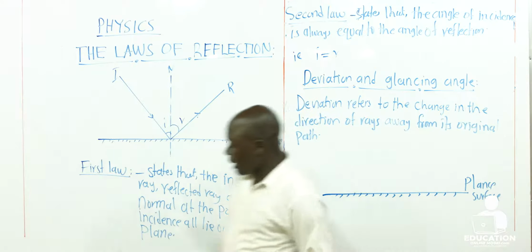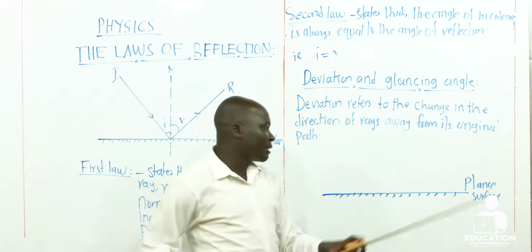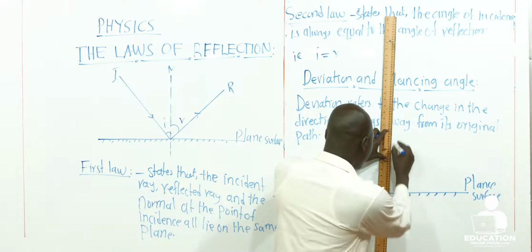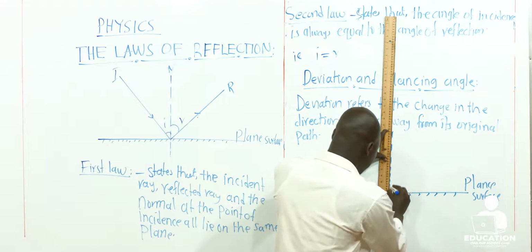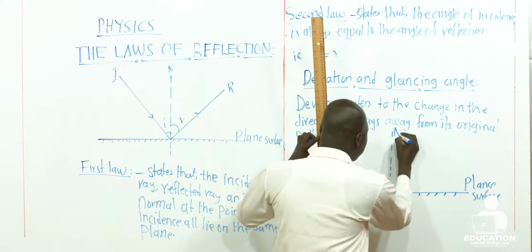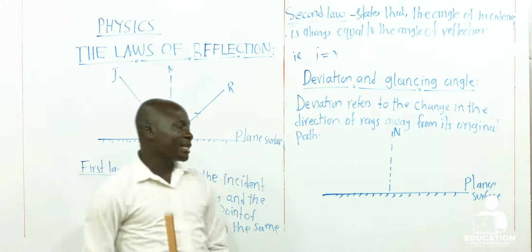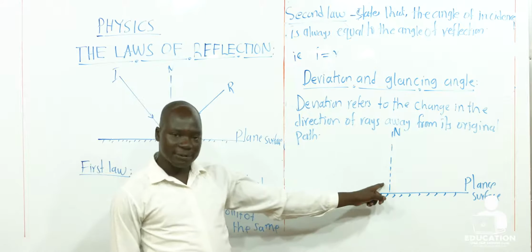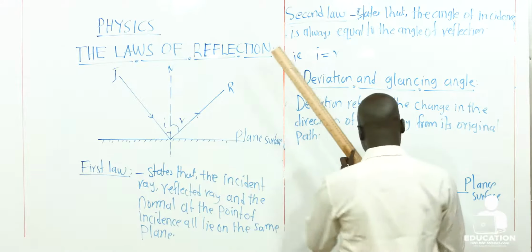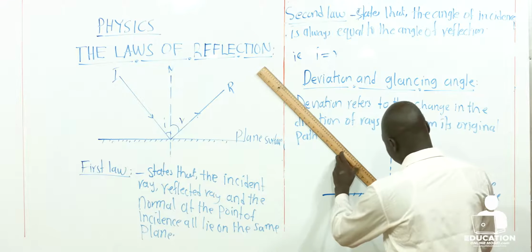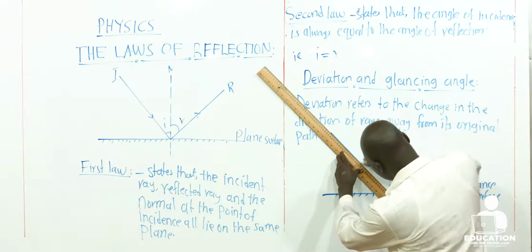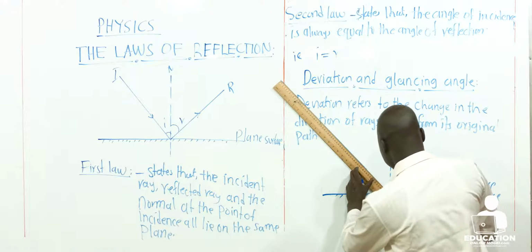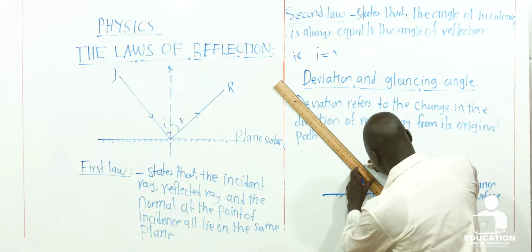Now we said a line which is perpendicular to the reflecting surface is called the normal. So this is a line perpendicular to the reflecting surface and we call it the normal. We represent it with letter N. So dear learners, if we have a ray of light that falls on this surface, so this is a ray of light falling on the reflecting surface in this direction.